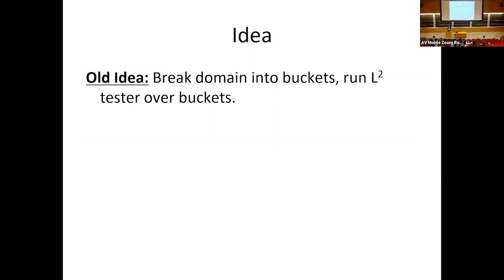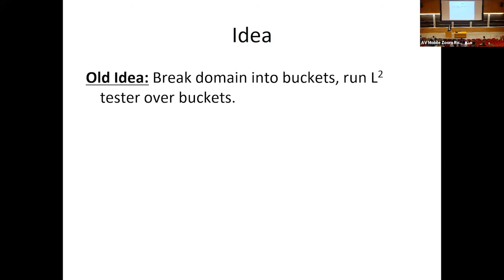And how do we think about this? Well, the idea for identity testing was you sort of obliviously break the domain into buckets, and you run an L2 tester over those buckets. Now, the problem was that in order to break things into buckets, we wanted to break them into buckets where Q assigned them equal mass. And we can't do that without knowing what Q is.